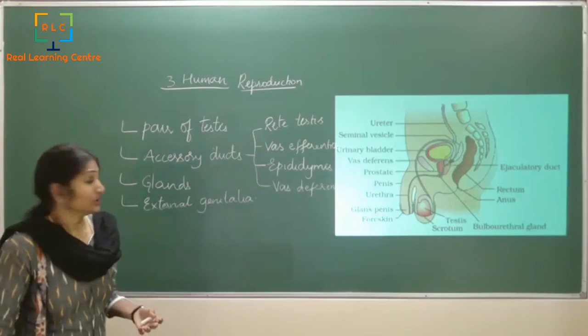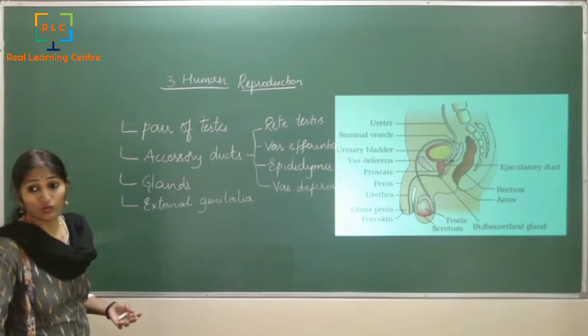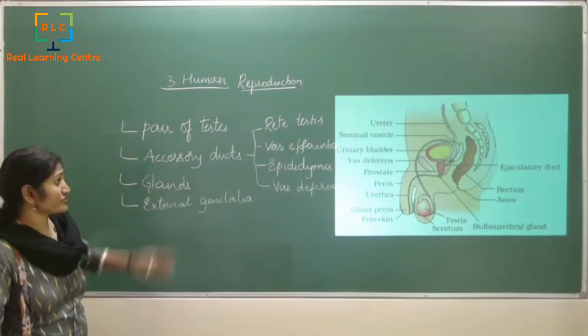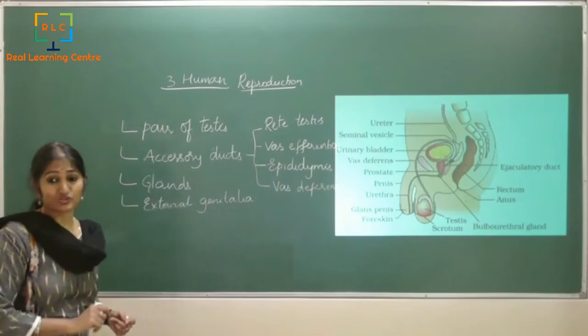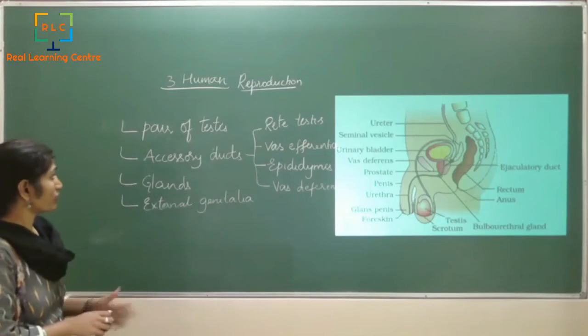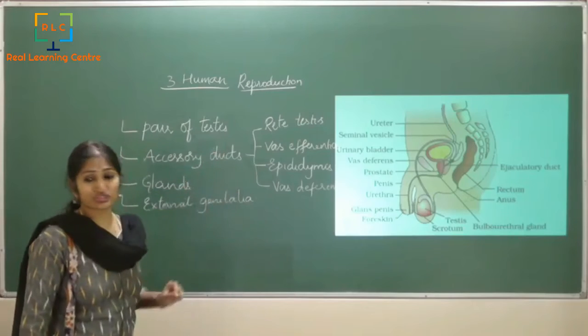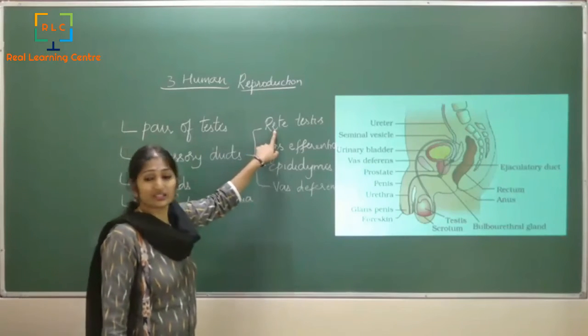So this is how we have so many accessory ducts. Just to give you one quick review of all the accessory ducts: from the testicular lobules, it goes into the rete testis.